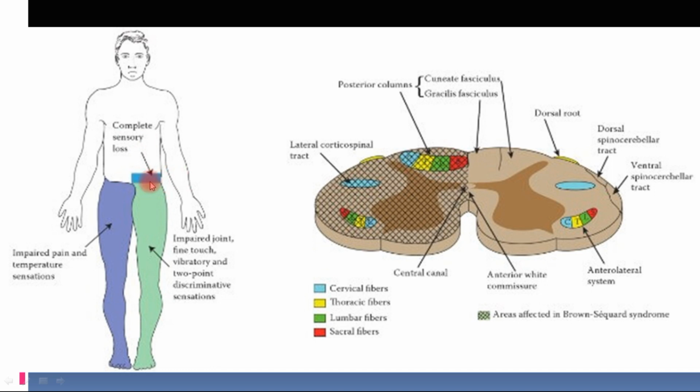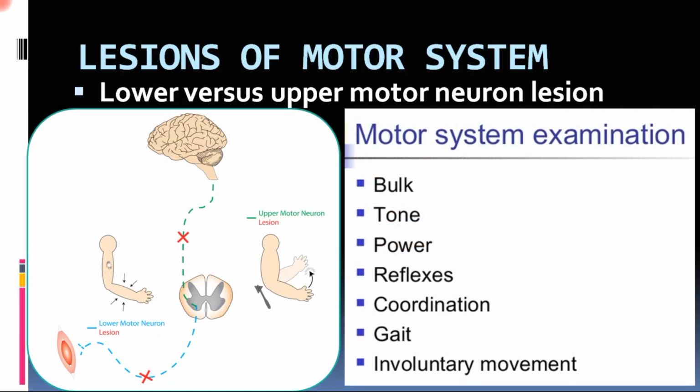Below the level of hemisection, the same side will have the manifestation of upper motor neuron lesion, because in this case the hemisection is damaging and disconnecting the upper motor neurons. That is why it will have the manifestation of upper motor neuron lesions below the hemisection. Opposite side will be normal. In case of motor system, opposite side will not be affected at all. So this is the motor manifestation of Brown-Sequard syndrome.